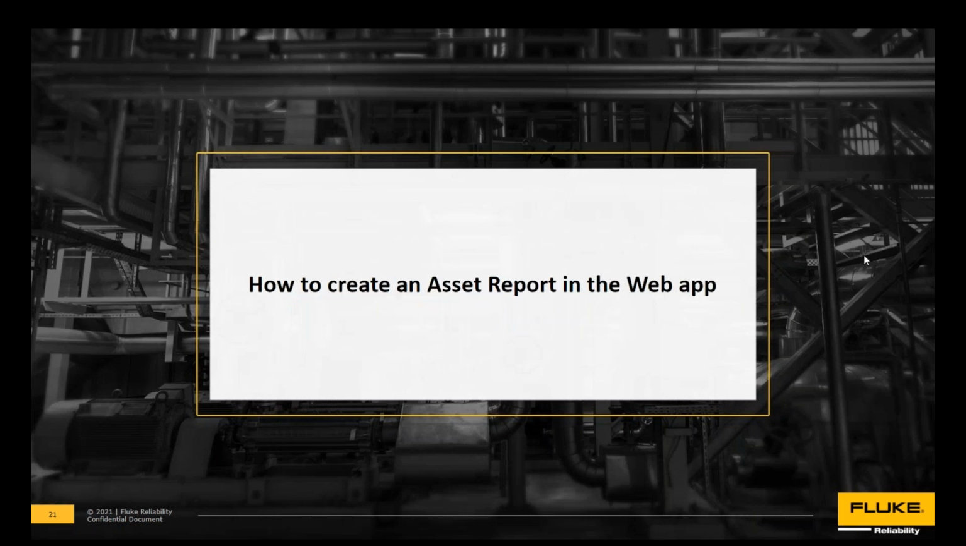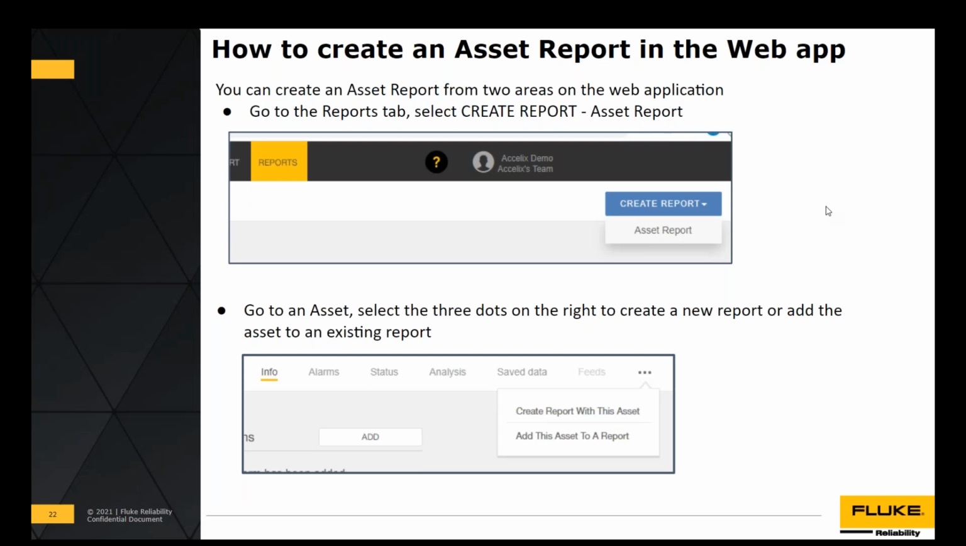Now let's get into creating an asset report in the web app. There's a few different places that you can create an asset report from. You can go to the Reports tab up at the top, click Create Report, and select Asset Report. You can also create a report from the individual asset. If you're clicked into the specific asset, over on the right-hand side, you have the 3 dots. We can create a new report by selecting the first option, or we can add this asset to an existing report.